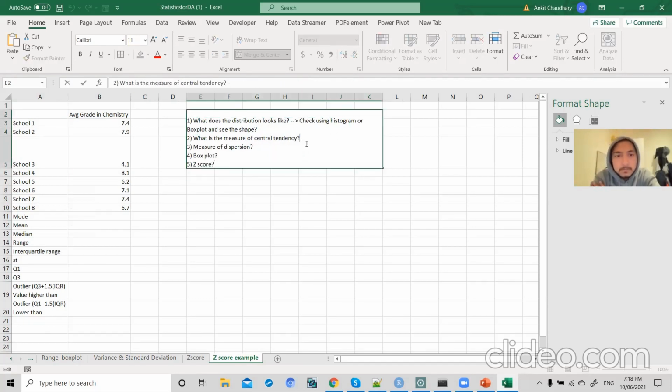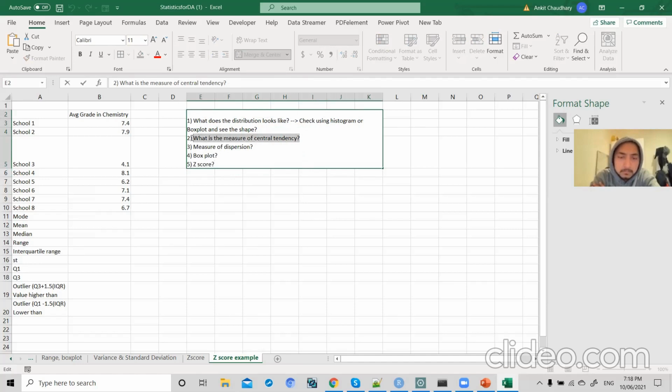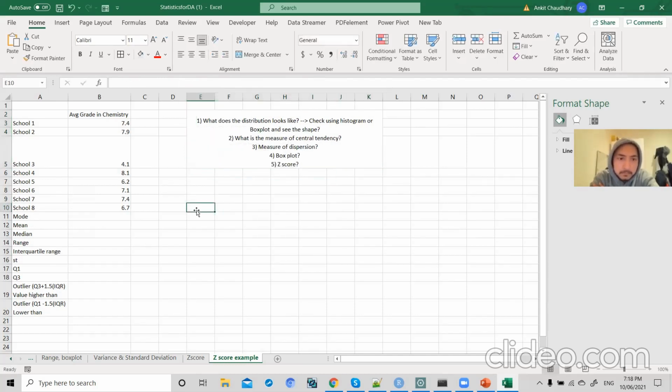And then the second one is, what is the measure of central tendency? Measure of central tendency means mean, mode, and median. Calculate that. Measure of dispersion means variance, standard deviation, and interquartile range. Then do a box plot, calculate Z score, and find out whether there is some outlier or exceptional value in your data or not. We need to find that out. All right, this is your homework for next week.